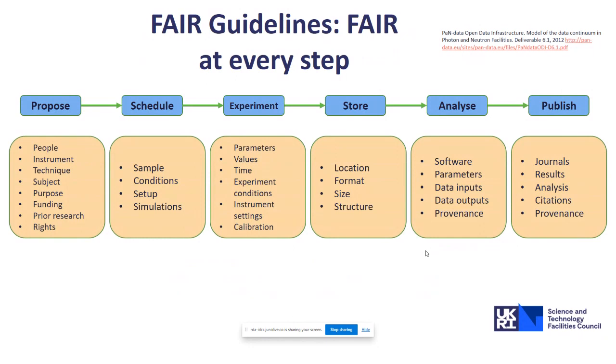And then as you go through the analysis process, you want to add more parameters about the software, about data inputs and outputs, and about the provenance, about where it's come from. And finally, where it's going to reside in journals, and give us the results, the analysis and citations, again, provenance.